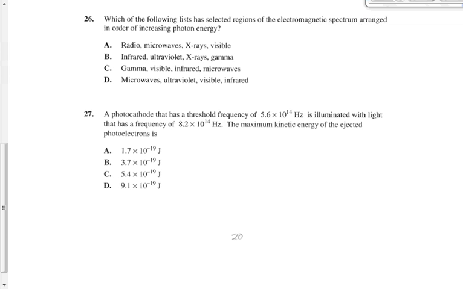Part 4 of our mock diploma exam. Starting on page 20 now, we're looking at multiple choice number 26.